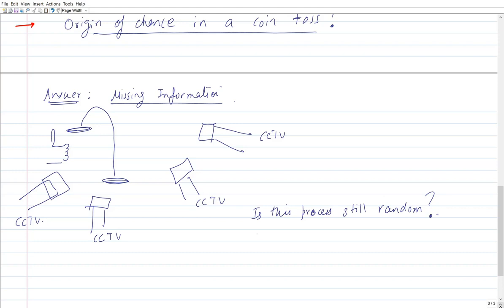Well, the answer to that question is no. The ignorance I have about the coin toss was the cause of the randomness of the coin toss. If I am able to track the motion of the coin through the CCTV cameras, if I am able to measure the torque I am applying to this coin, well, then it's a deterministic process, because a coin toss obeys Newton's laws. It's a deterministic process.